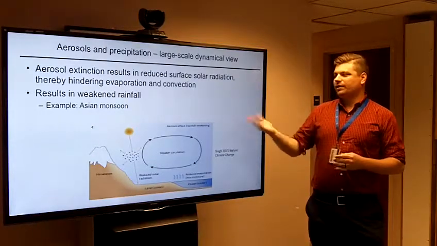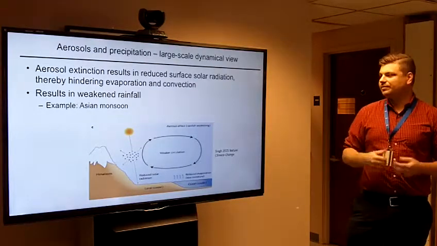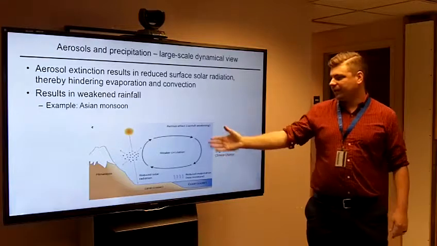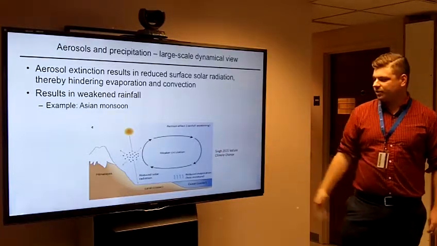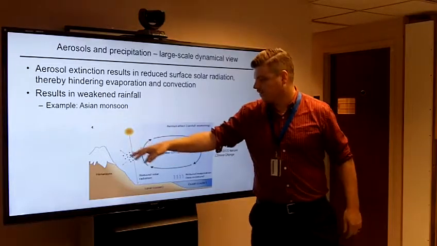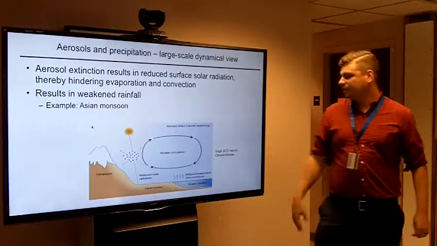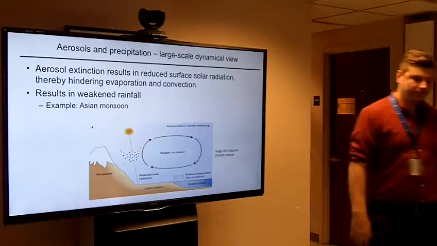An example of where this comes up is in the monsoon regions in India. This figure here is from Deepti Singh from a few years ago, showing a schematic of how these aerosols scatter or absorb light, less gets through to the surface, you cause a weaker circulation, which reduces your rainfall.